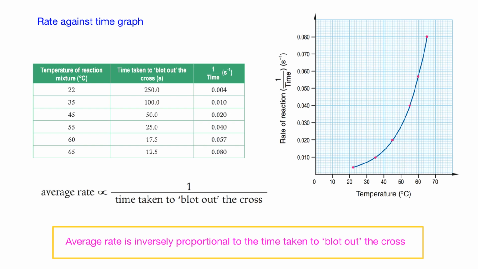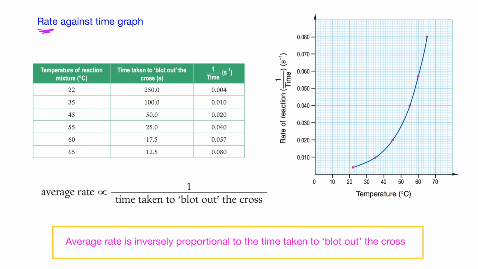So the results will look like this. We can plot a graph which is called a rate against time graph. Normally it is a concentration time graph, but this time we are using a rate against time graph, because as we have mentioned, the longer time it takes to block out the cross, the slower the reaction. So actually the rate of reaction is inversely proportional to the time taken to block out the cross.